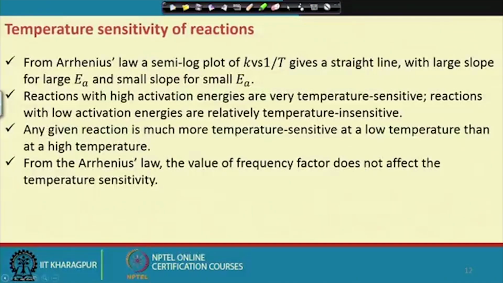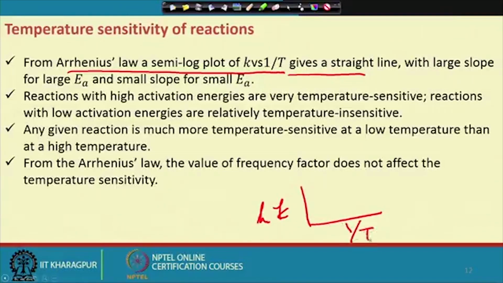Now, the temperature sensitivity of a reaction is determined with the help of Arrhenius law by a semi-log plot. I have already shown you. If you plot ln k versus 1 by T, that gives you a simple straight line, and this slope will give you the value of Ea by R, where R is the gas constant. So, if you put this value, you can easily find out the value of Ea.